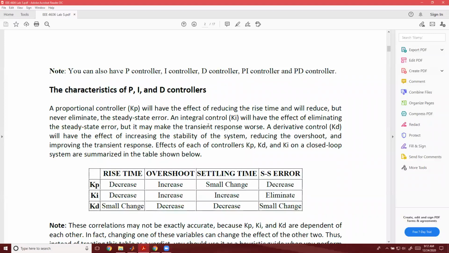Next, an integral controller will increase the overshoot. So that's immediately a bad thing. It will also increase the settling time. So what are we doing? We're increasing overshoot and we're increasing the settling time.